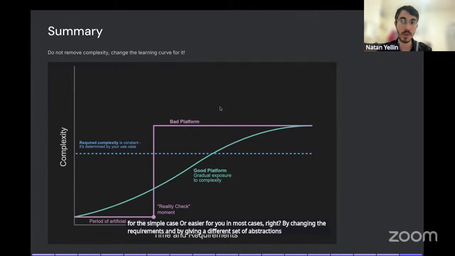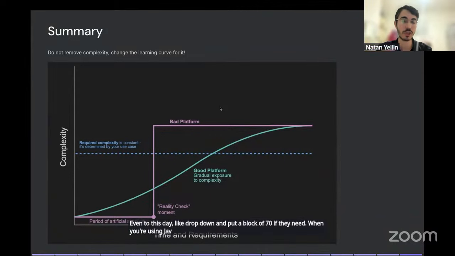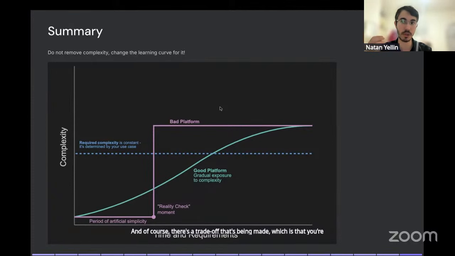But when that was done, if you look at the cases of compilers, compilers still give you an escape hatch. Compilers still let people, even to this day, drop down and put in a block of assembly if they need. When you're using Java or C Sharp, you can still drop down. You have an escape hatch to call native code, for example. And of course, there's a trade-off being made, which is that you're losing the ability to fine-tune the performance and so on. And a lot of the complexity has shifted to the compiler writer, of course.